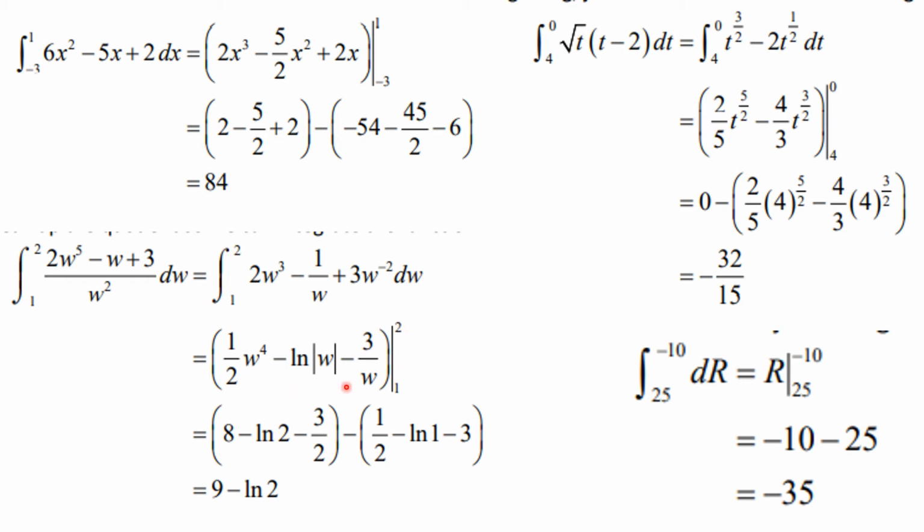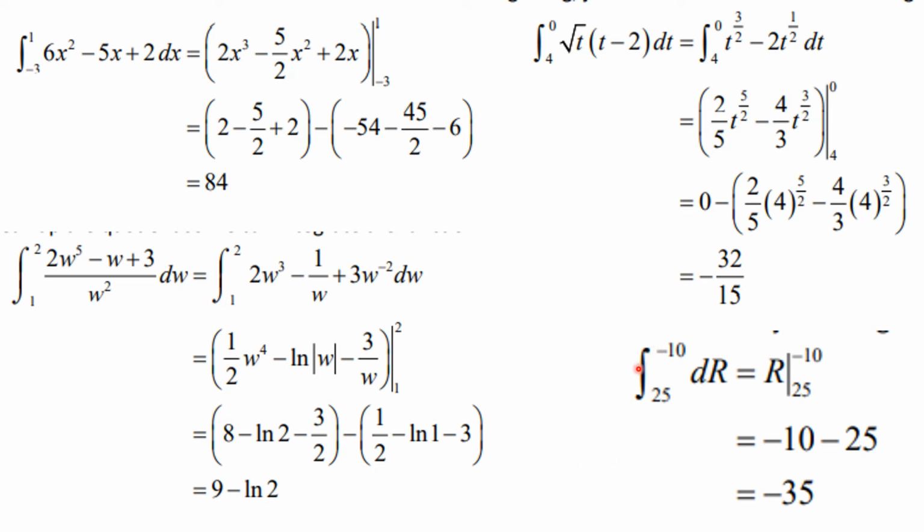Again, the constant of integration is going to be 0, and that is okay. So then I plug in the 2, getting this. This minus sign is from the fundamental theorem of calculus, and I plug in the 1 and get this. Now remember that the natural logarithm of 1 is 0. And so I do the calculation and get 9 minus the natural logarithm of 2.